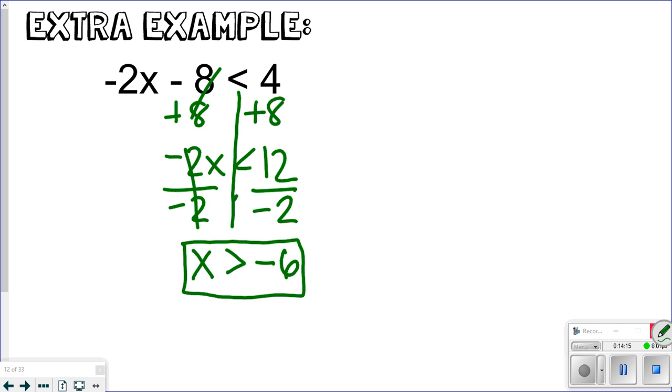On all of these examples, we had to flip our inequality symbol because we were dividing by a negative number. If we do not divide by a negative number, you do not have to switch the sign, so you would keep it. So only if you're multiplying or dividing by a negative number, you flip, switch, reverse your inequality symbol.